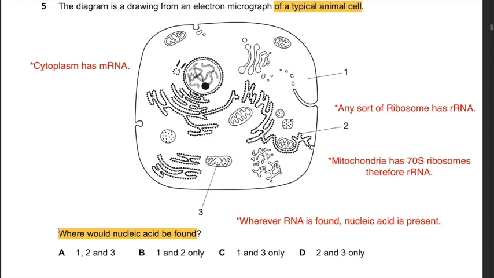Does the ribosome have nucleic acid? Yes, because ribosomes have rRNA, which is ribosomal RNA. Therefore, since RNA involves nucleic acids, nucleic acid is found in the ribosome. If you look at 3, that is a mitochondrion, and mitochondria have 70S ribosomes. Therefore, rRNA is present. Hence, the answer is A, 1, 2 and 3.